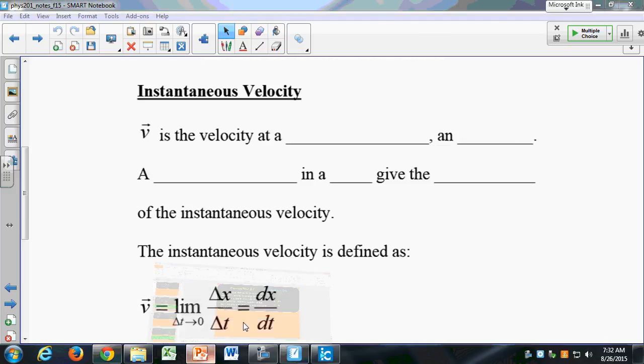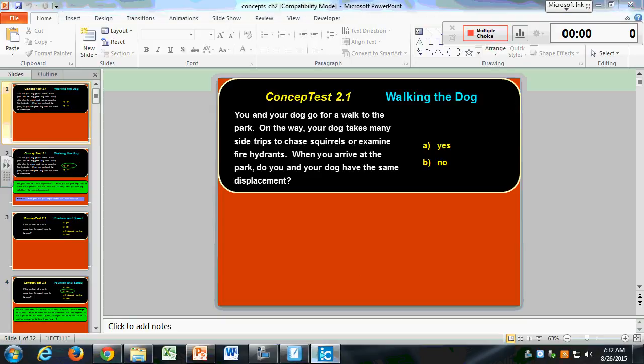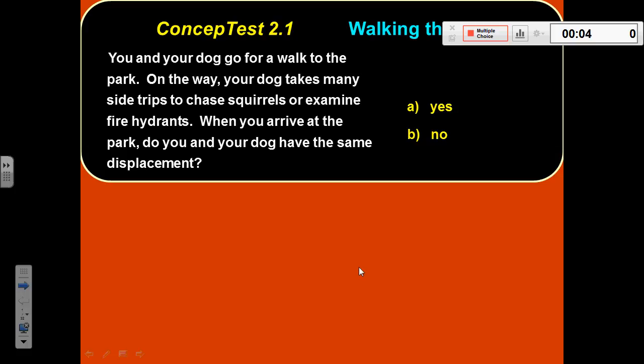Let's do a few clicker questions, just to start out the day. It should be pretty basic for you. You and your dog go for a walk to the park. On your way, the dog takes many side trips to chase squirrels or examine fire hydrants. When you arrive at the park, do you and your dog have the same displacement? Yes or no? By the way, these are in the back of your book if you want to follow along in that appendix. Yes or no? Do you have the same displacement?